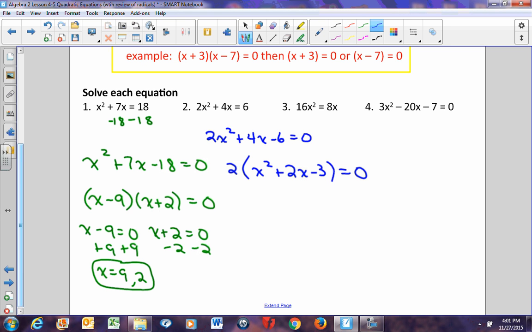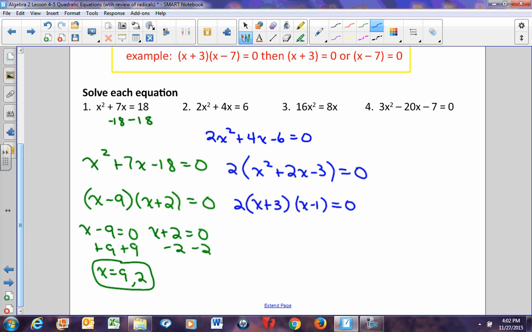So now I'm going to leave the 2 alone for now. I'm just going to deal with what's in the parentheses. I need two numbers whose product is negative 3 and the sum is 2. That's going to be positive 3 and negative 1, so x plus 3 times x minus 1 equals 0.